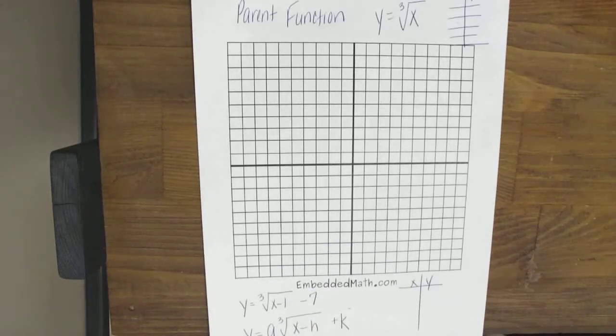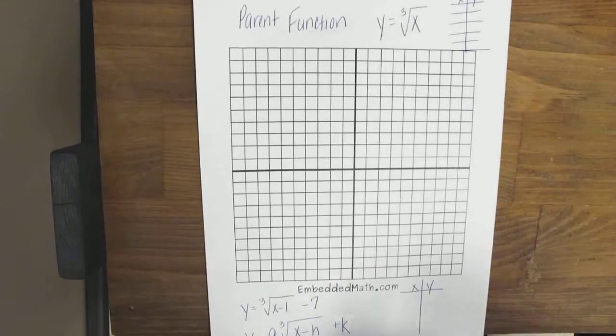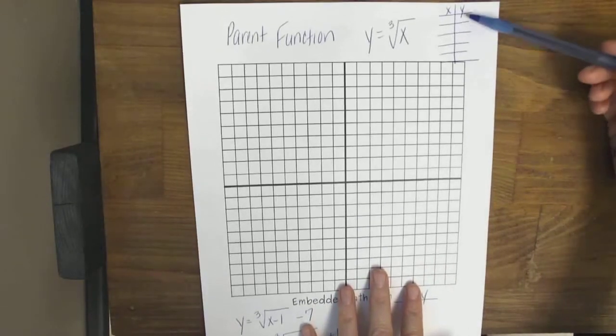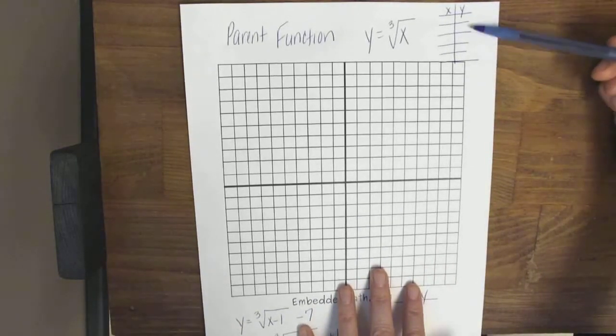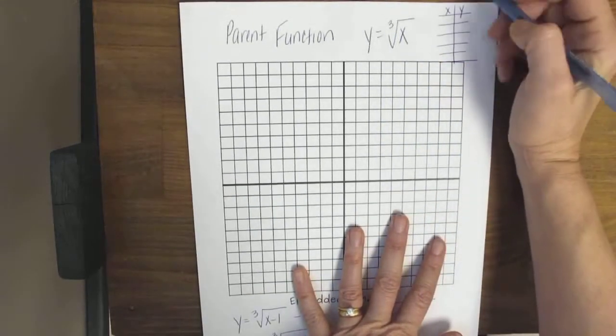Okay, welcome back. We're going to talk about graphing cube roots. So again, let's make a table. And when you make a table, you always want to pick good x values. When I mean good x values, I mean x values that create y values that are nice whole numbers if you can. One number that I know the cube root of is 0.